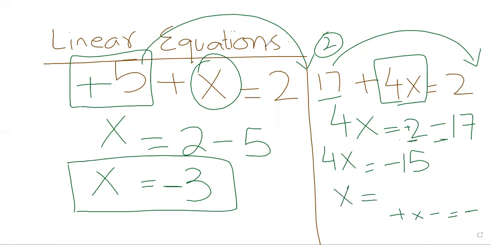Now what I'm doing, I don't want this 4 with x. So I'm taking this 4 to the other side. I want this x alone. So here you can see that 4 is getting multiplied with x. On the other side, it will be divided.